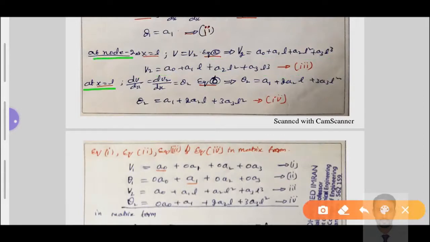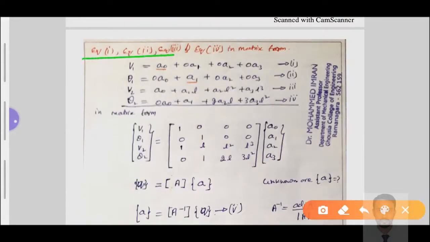Then again apply the second boundary condition at node number 2. At node number 2, same x equals l, dv by dx equals dv2 by dx, that is theta 2. Equation b becomes theta 2 equals a1 plus 2a2l plus 3a3l square. Call it equation number 4.